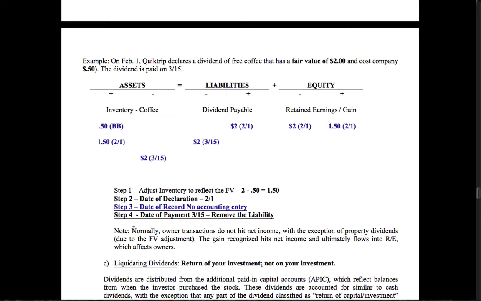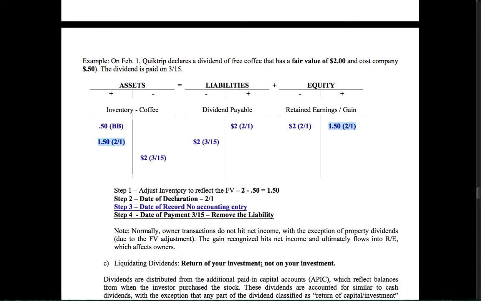And this just highlights what I've said previously about owner transactions not impacting net income, with the exception of property dividends due to the fair value adjustment, as we did initially when we recorded the $1.50 increase in fair value. So before we move on, I just want to make sure that we understand how property dividends work.